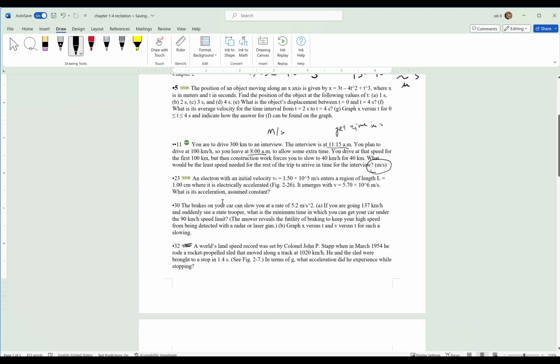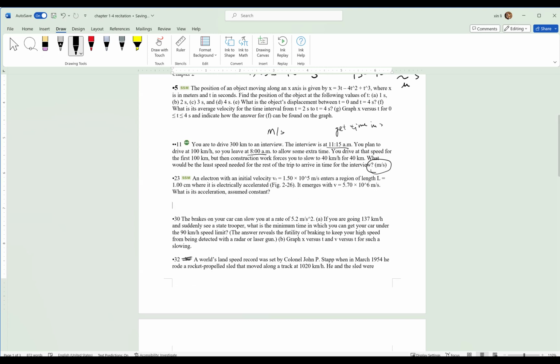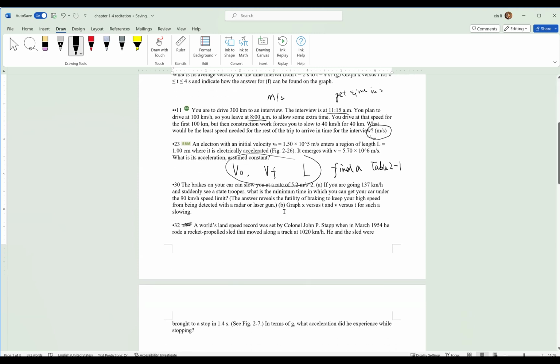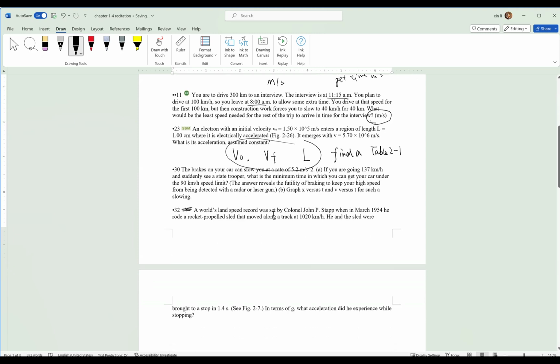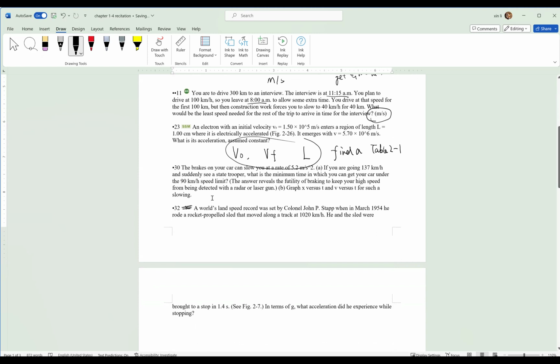And this one here, this is a very easy one. You have initial velocity, final velocity, and the length. So what do you have? You have v initial, you have v final, and you have length. You are going to use one of the equations in table 2.1 to do this, okay? So this is that. And yeah, this also uses one of the equations for that.